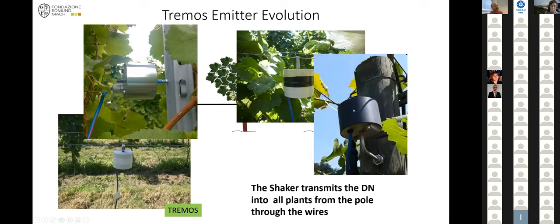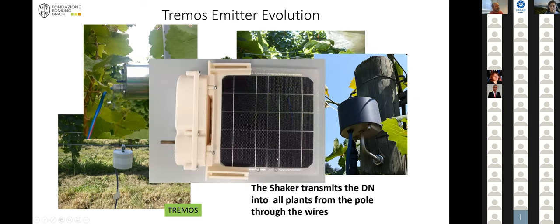And this prototype is the one used in the vineyards that are in function nowadays. But this is the new one that will be out from 2022. And you see that the solar panel is together with a shaker that now has a different design and a higher efficiency in terms of signal transmission, vibration transmission.